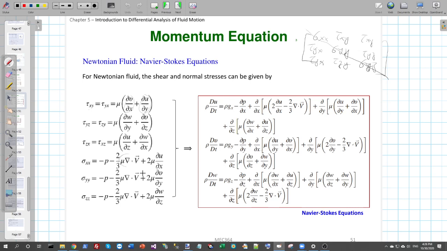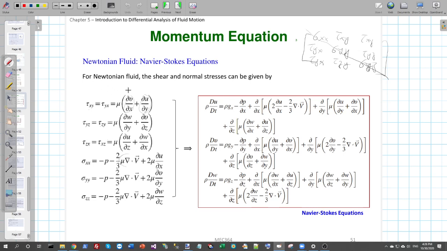You may ask me, before we had tau yx equal to mu partial u partial y, right? Why does tau yx now contain both the u contribution and the v contribution, not only partial u partial y but also partial v partial x? Previously when we saw tau yx, the flow only had the u velocity with a gradient in the y direction. In other words, the flow motion was only one dimensional. Now for tau yx and tau xy, we consider flow motion in 2 dimensions, both the u and v directions, so you need another contribution from the other dimension of flow motion. Similarly for tau yz and tau zx.